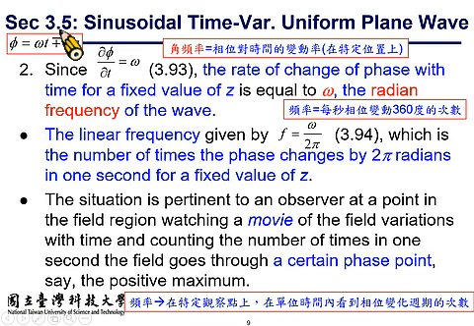So this is the frequency for a fixed time period, say 1 second. The variation in radian is omega. And if you divide omega by 2 pi, you will get frequency. That is how many 360-degree changes there are for every second.